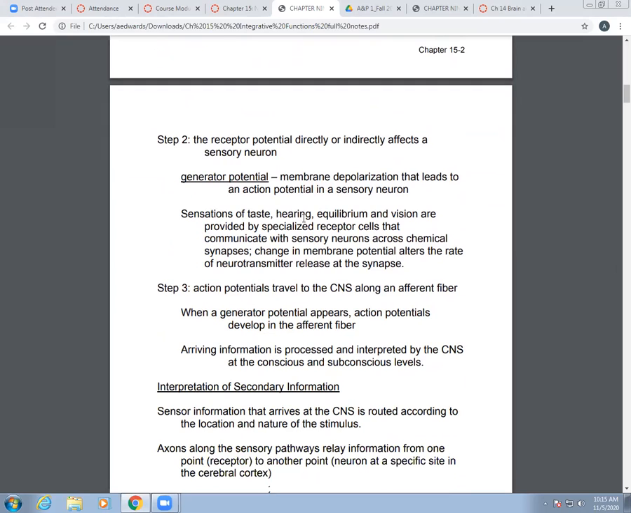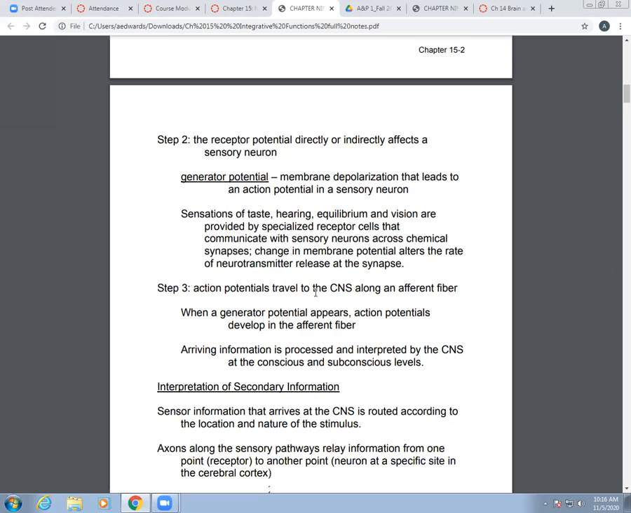All right, so you get sensations like hearing, equilibrium, vision, and taste provided by specialized receptor cells that are communicating with sensory neurons across chemical synapses. This creates a change in membrane potential, and it can alter the rate of release of the neurotransmitter at the synapse.